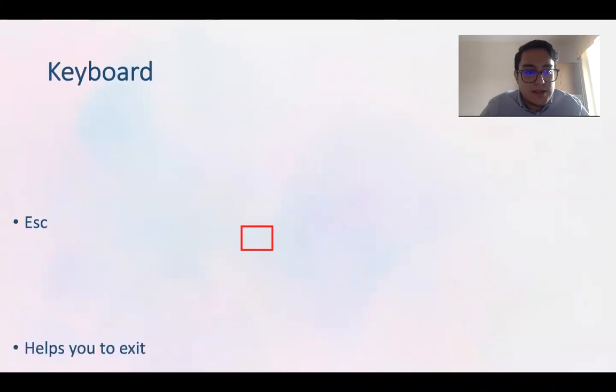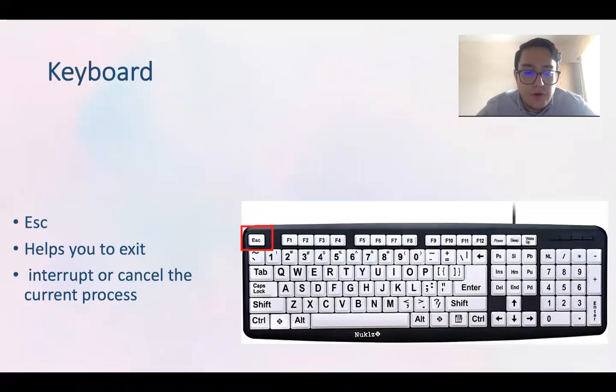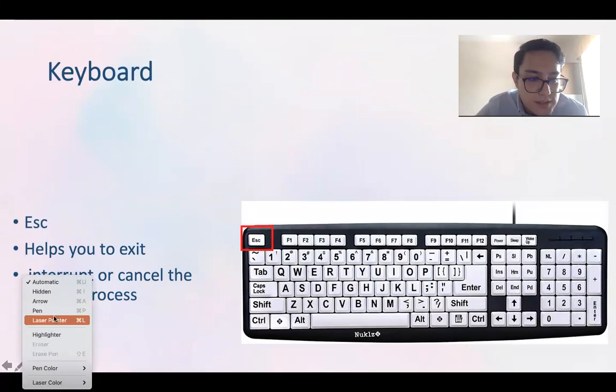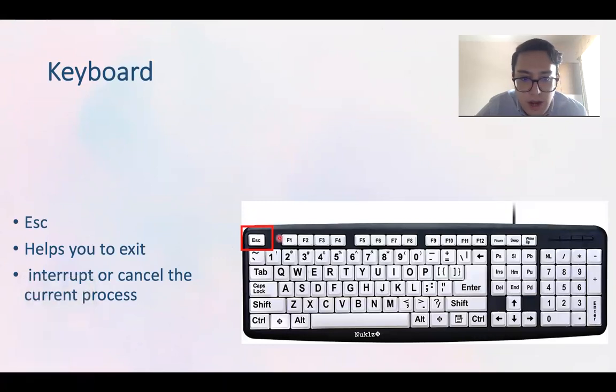All right, keyboard. Let's talk about the different functions of the keyboard. So here you have this little button on the top left corner, on the top left here, that says ESC, or called escape. All right, this key helps you to exit. So if you are in a program, it helps you to exit.